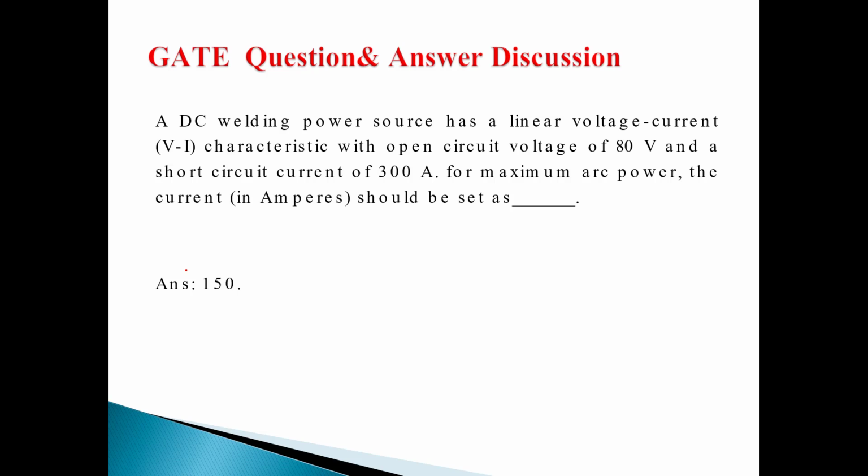Next one is a problem. A DC welding power source has linear voltage current characteristics with open circuit voltage of 80 volt and short circuit current of 300 amps. For maximum arc power, the current should be set as, in amps. We have to calculate.